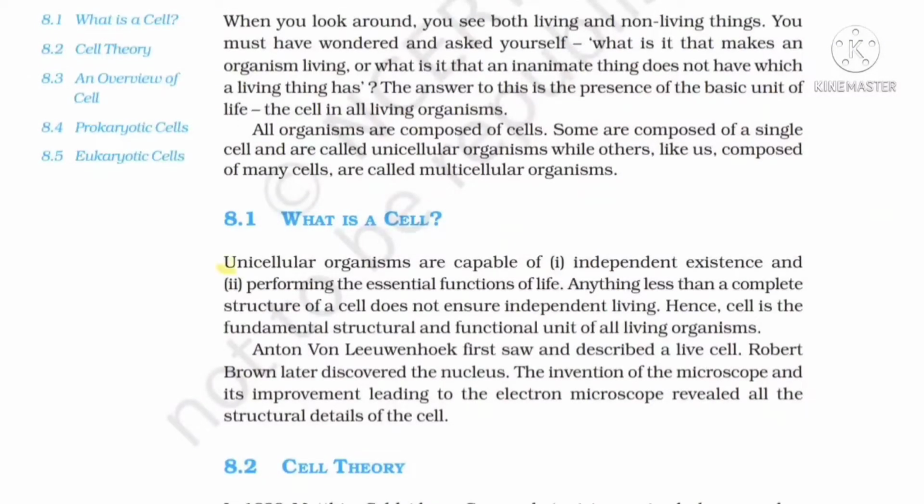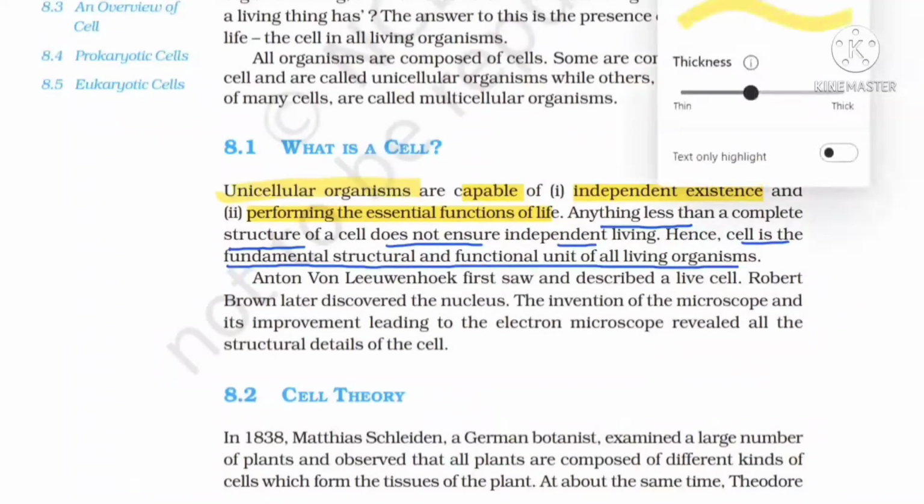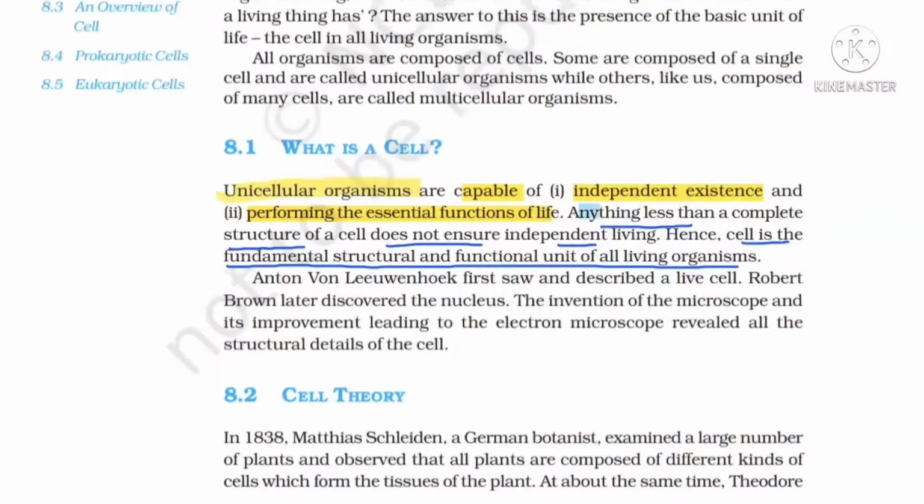So see beta, unicellular organisms are capable of independent existence and they perform the essential functions of life. Anything less than a complete structure of a cell does not ensure independent living. Hence, the cell is the fundamental structural and functional unit of all living organisms. Question area, how do they frame it? They frame it this way: "Anything less than a complete structure of a cell ensures independent living." So this is wrong. It does not ensure. This way they will frame it from here on.